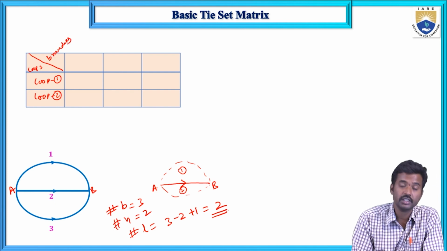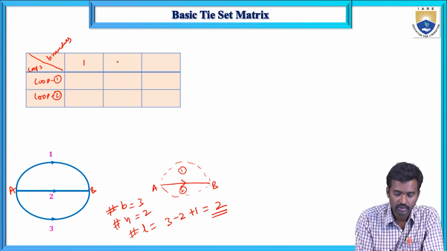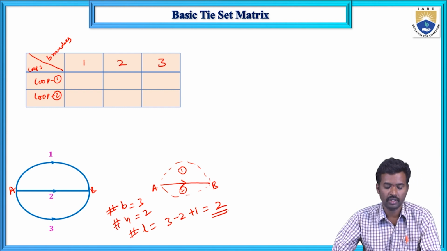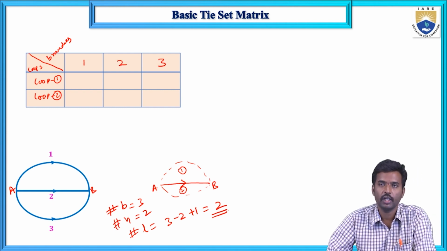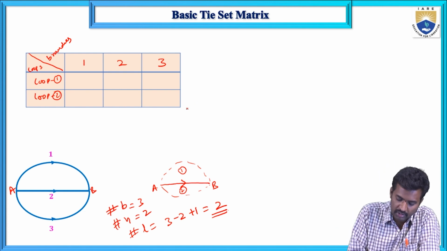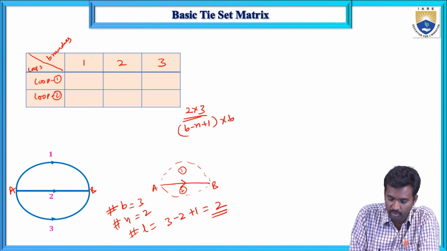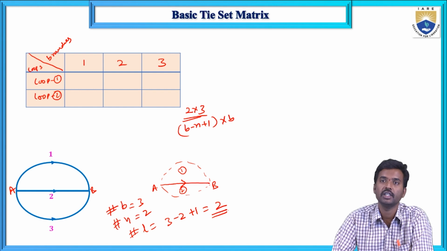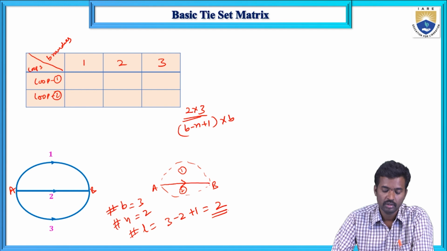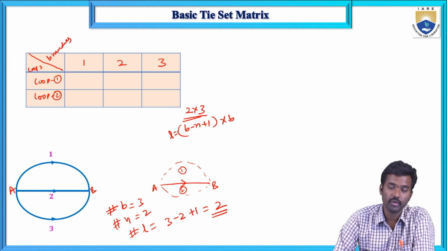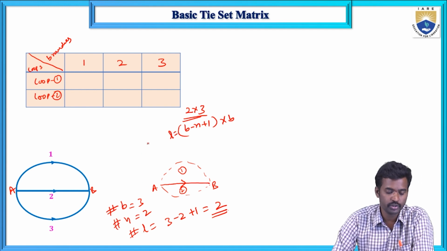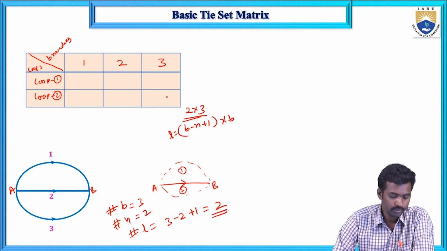And what are the branches here? 1, 2 and 3. Now fill the elements here. This matrix size is L cross B, that is B minus N plus 1 cross B, where B indicates the number of branches, N indicates the number of nodes, and L indicates the number of links, the number of F loops. Now fill the elements in this matrix first.